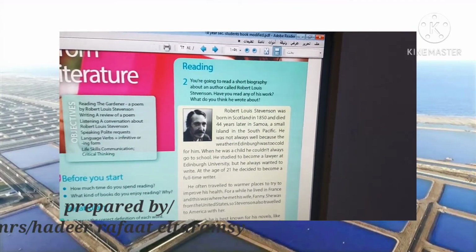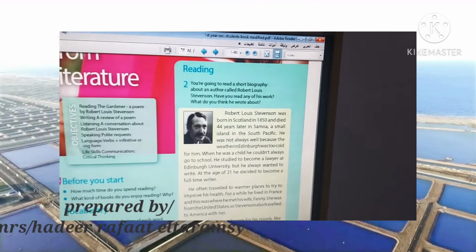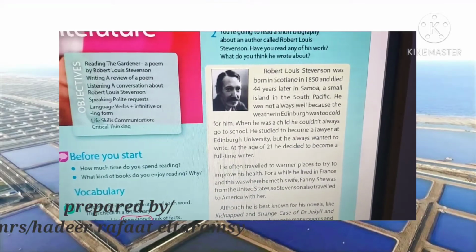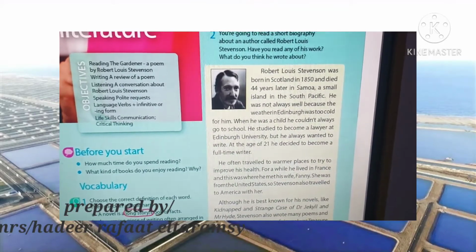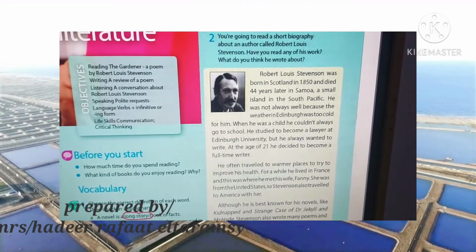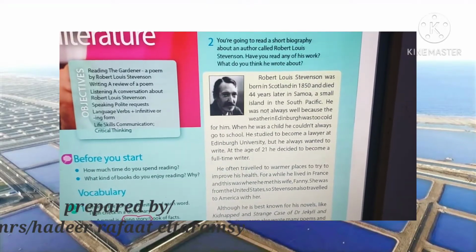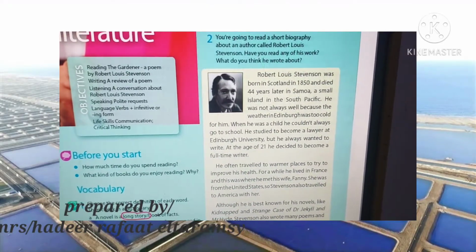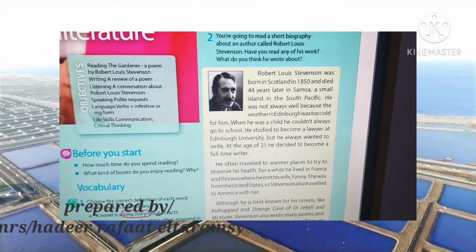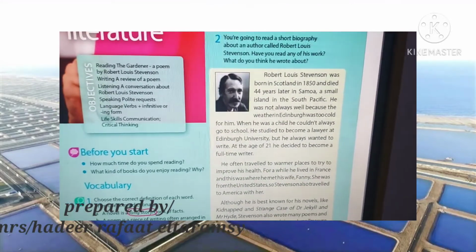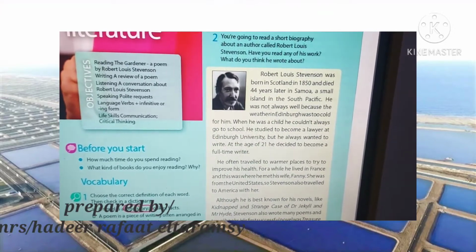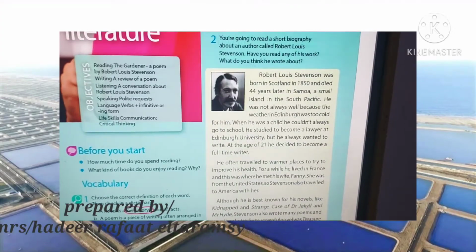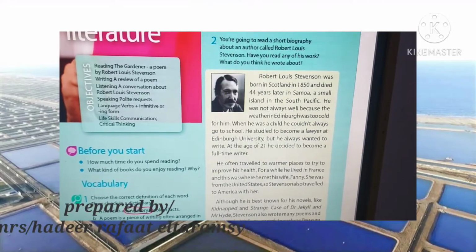But why wasn't he always well? Because the weather in Edinburgh was too cold for him. When he was a child, he couldn't always go to school. He studied to become a lawyer. What do you mean by a lawyer? محامي. At Edinburgh University, but he always wanted to write. At the age of 21, he decided to become a full-time writer.